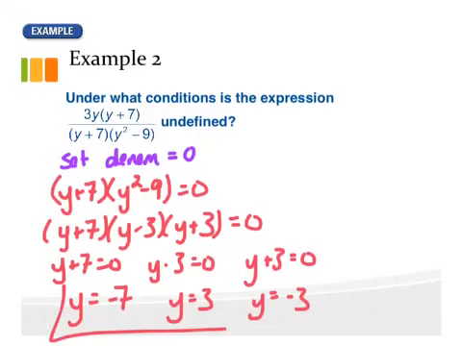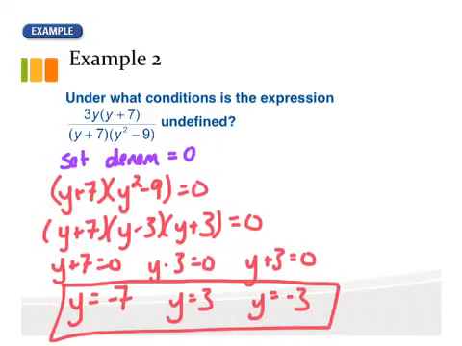So those are the 3 conditions. When y is equal to negative 7 and 3 and negative 3, that is going to make that particular expression undefined. And let me illustrate why that's true. If you were to substitute y equals negative 7, it doesn't really matter what you have in the numerator, but specifically in the denominator, you're going to have negative 7 plus 7 over negative 7 squared minus 9.